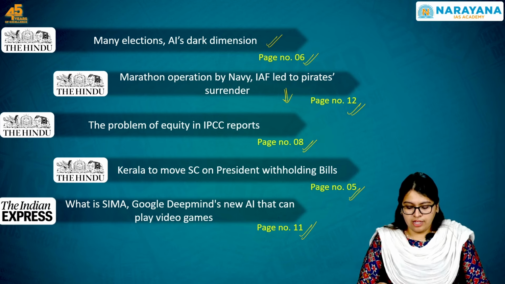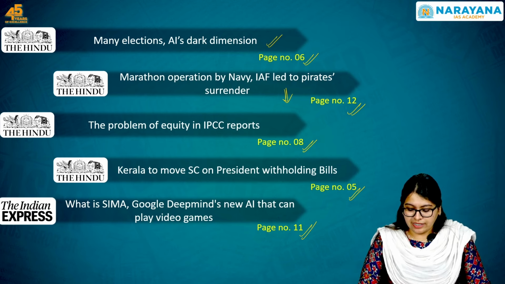And the last article of discussion has been taken from page number 11 of the Indian Express. What is SIMA? Google's Deepmind's new artificial intelligence that can play video games. So this, as the title suggests, we'll be discussing SIMA, a new artificial intelligence agent that has been revealed by Deepmind, which is an artificial intelligence company that works as a subsidiary to Google. So finally, we will end the discussions by solving few prelims as well as mains practice questions.